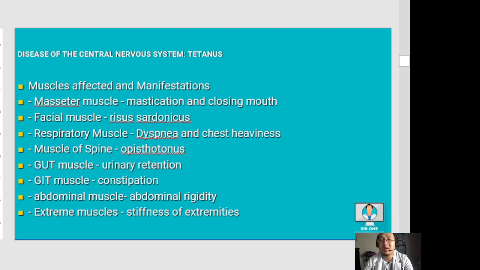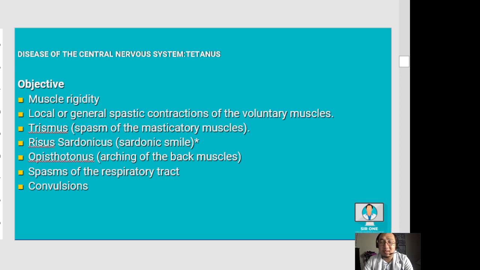Okay, stiffness of the extremities. So again, the manifestation depends on the cranial nerves affected and muscle groups affected. So just to emphasize some of the manifestations, we have muscle rigidity of the extremities, local or general spastic contractions of the voluntary muscles, trismus or the spasm of the masticatory muscles.